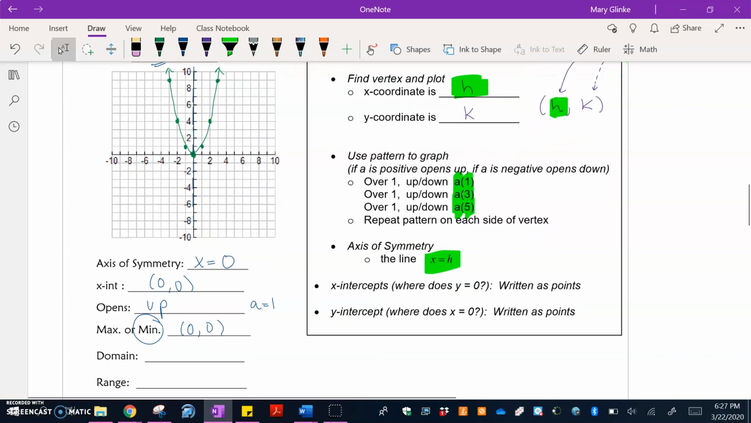All quadratic functions have a domain of negative infinity to positive infinity, and that's because on your graph you're going to the left forever and to the right forever. You can see that with the arrows on the left and the right parts of your graph.